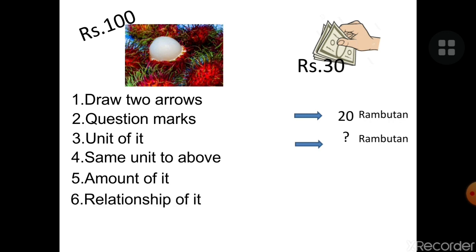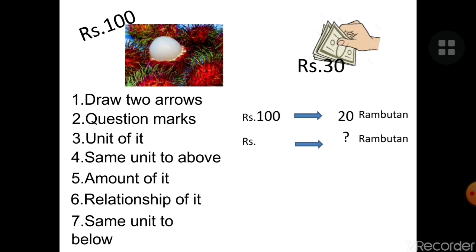Then for the sixth step, you have to write the relationship of it. So now you have to ask yourself, what is 20 Rambutans? You already know that 20 Rambutans is 100 rupees. So the relationship is 100 rupees. For the seventh step, it is very easy. You have to write the same unit below. Now for the final thing that you have written, that is 100 rupees, the unit is rupees. So you have to write rupees below like this.